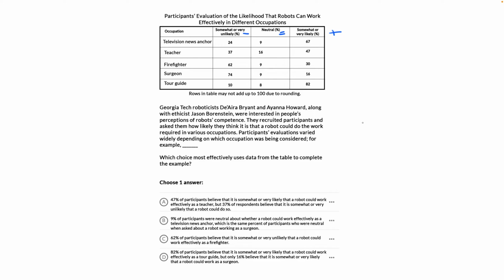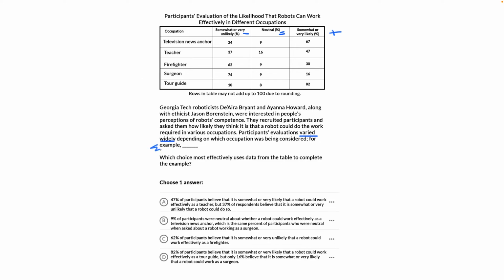I don't want to waste time by digging in too deep yet, so let's move on to step two and identify the argument. So I'll read the passage. Georgia Tech roboticists Aira Bryant and Ayanna Howard, along with ethicist Jason Borenstein, were interested in people's perceptions of robots' competence. They recruited participants and asked them how likely they think it is that a robot could do the work required in various occupations. Participants' evaluations varied widely, depending on which occupation was being considered. For example, blank. I think that last sentence is the key. Participants' evaluations varied widely, depending on which occupation was being considered.